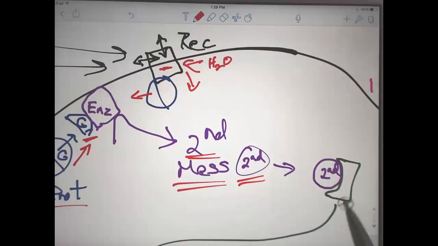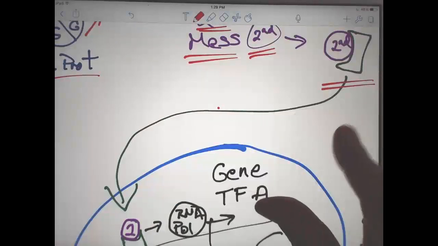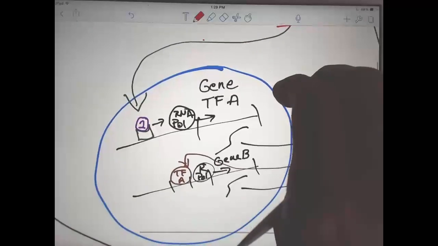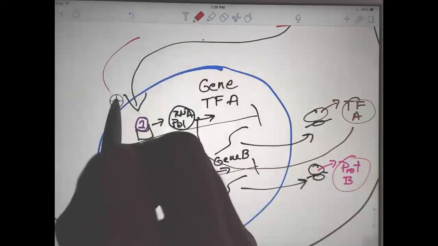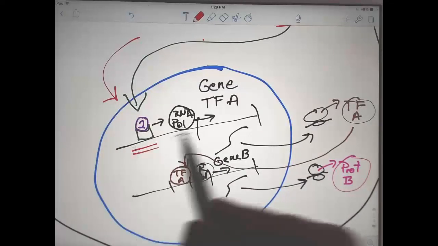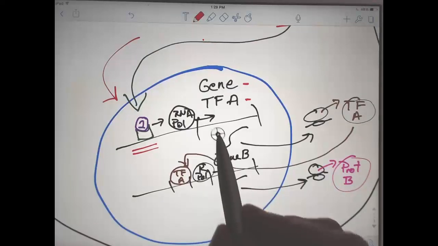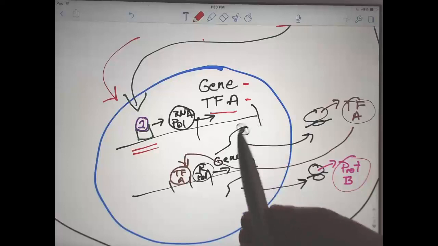That second messenger can bind to some other protein. That other protein could be an enzyme, it could be a transcription factor, many possibilities here. So there are multiple ways it can go, but the most common one we'll talk about will be in the case where it goes into the nucleus and it's binding at a particular gene that we're just going to call, for this particular example, gene transcription factor A.